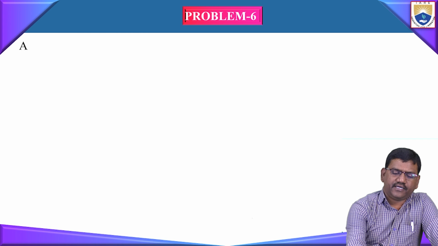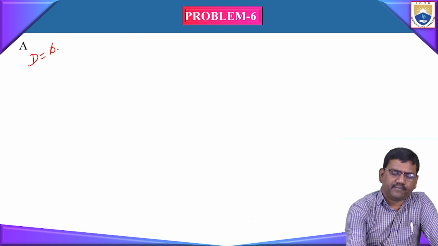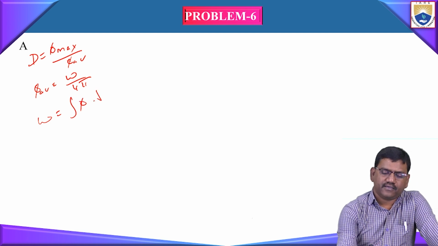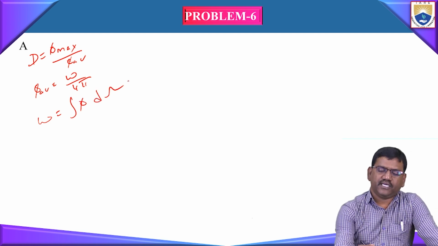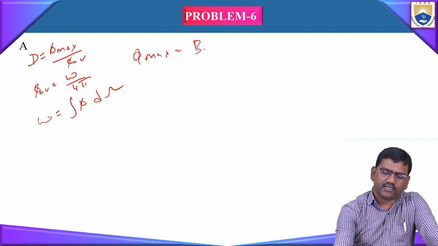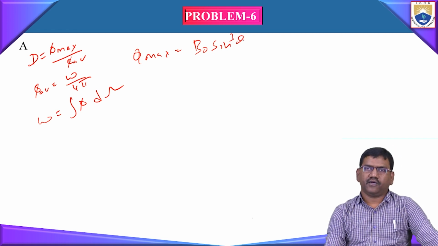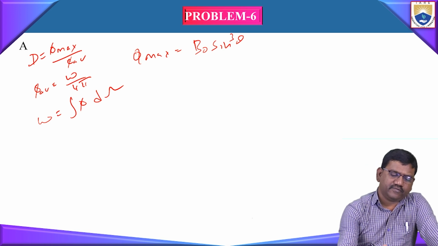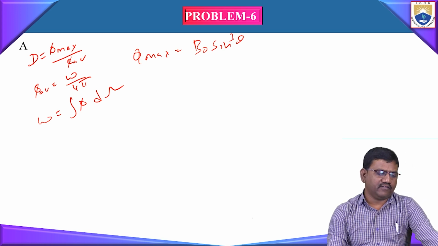Here D is equal to phi max by phi AV, and phi AV is equal to W by 4 pi, and W is equal to integration of phi d omega. Here, as per the data given, phi max is equal to B naught sine cubed theta. So here let us substitute first the value of W here.